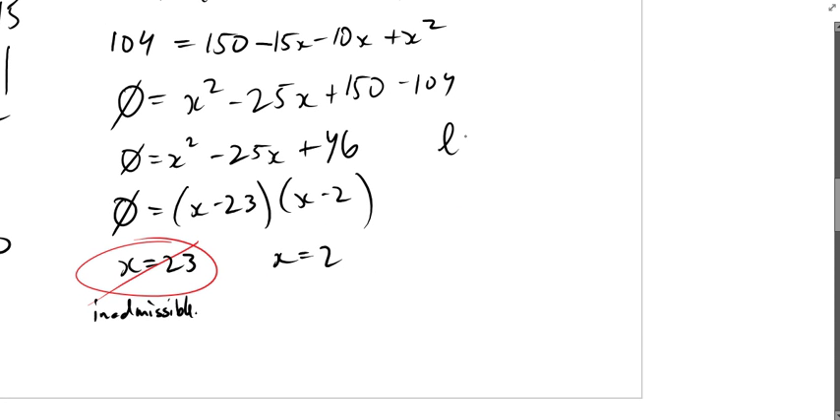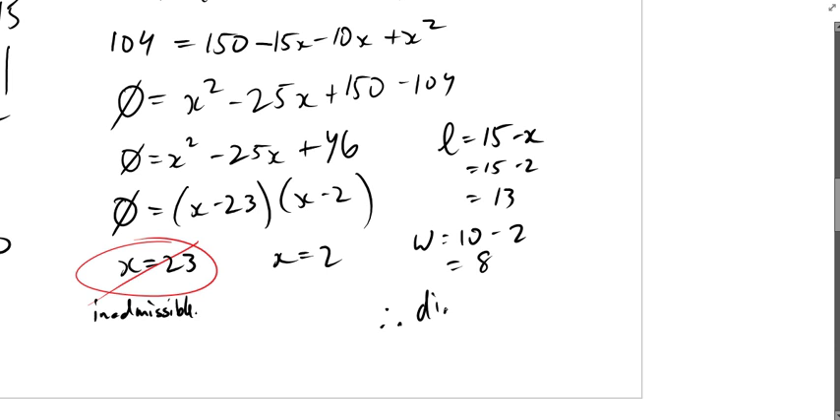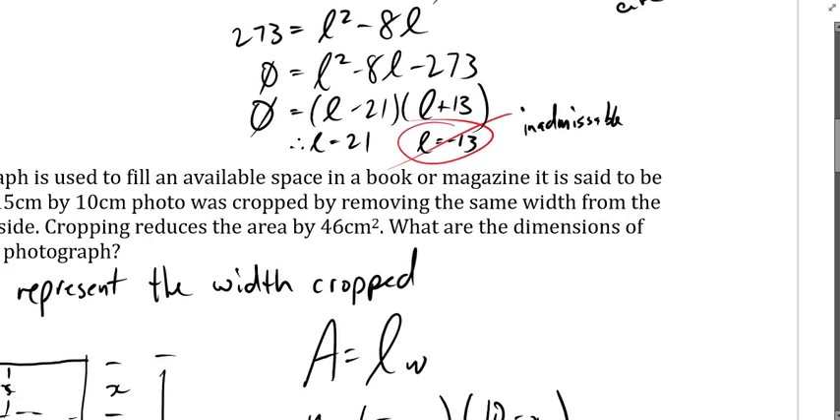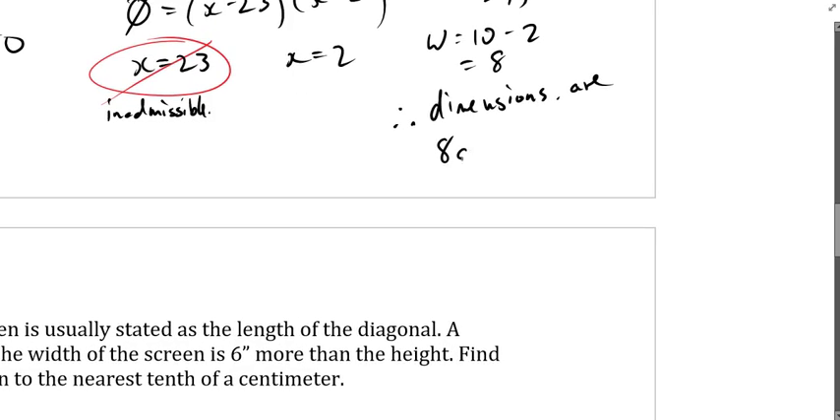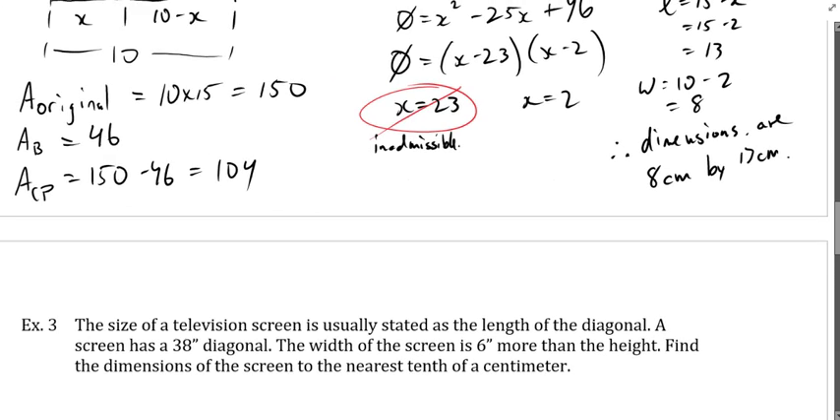Okay, so my length is 15 minus x, which is 15 minus 2, which is 13, and my width is 10 minus 2, which is 8. Therefore, the dimensions, because that's what it asked for in the question, right? It didn't ask for the border, it asked for the dimensions. The dimensions are 8 centimeters by 13 centimeters. Everybody good with that?